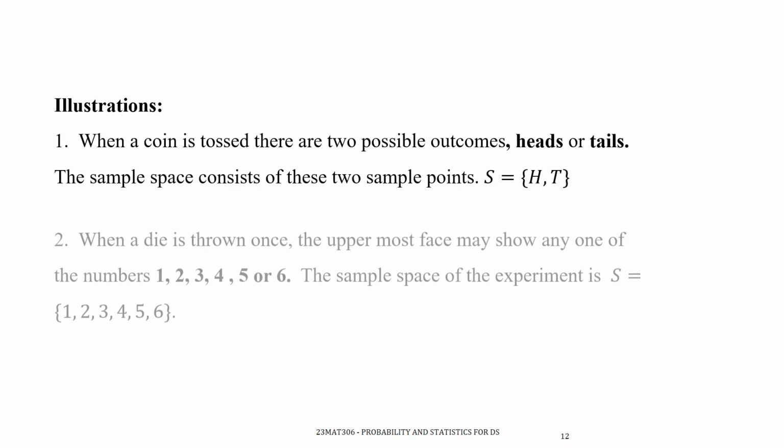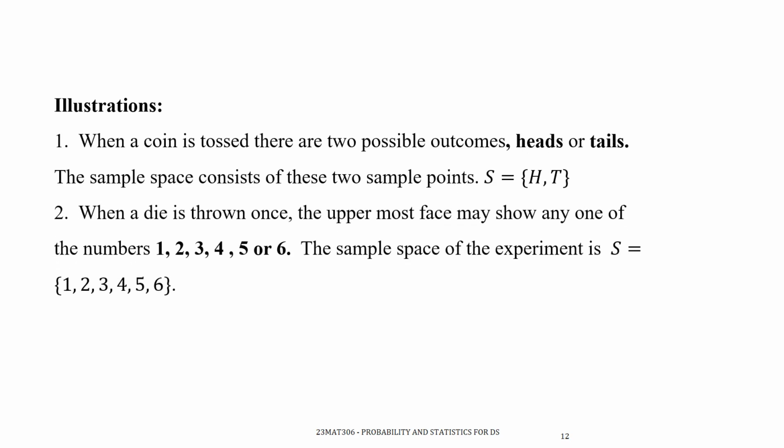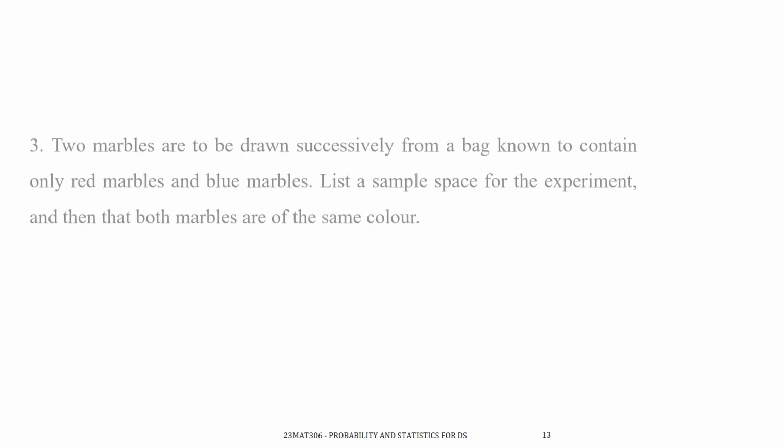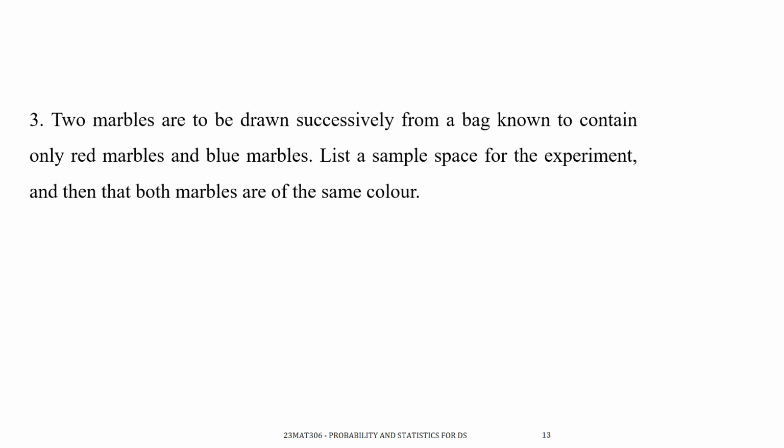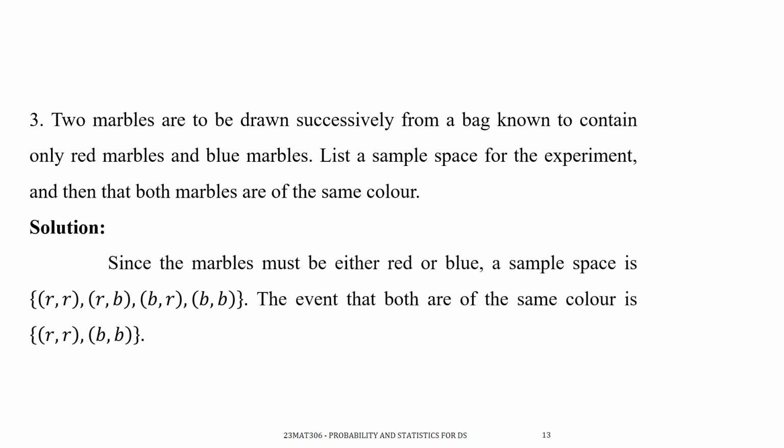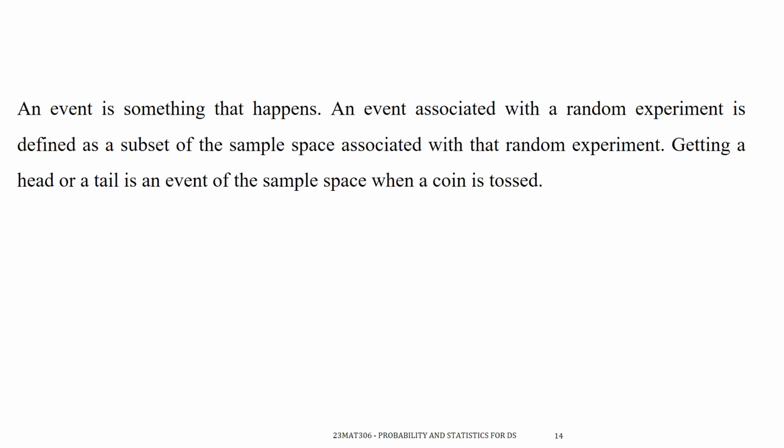So these examples clearly show how we list all possible outcomes before calculating the probabilities. In this example, marbles of different colors are drawn. The sample space includes all possible combinations. Events are subsets of this sample space, which helps us understand how probability problems are structured.